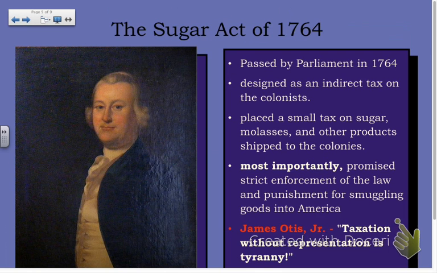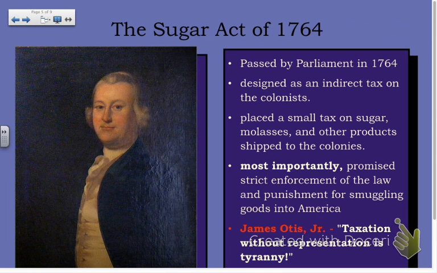What's interesting is that Parliament had previously placed a tax on these items with the Molasses Act of 1733, but in most cases the colonists evaded this tax. The new Sugar Act would actually reduce the tax rate in half, but this time the British planned on enforcing the law.